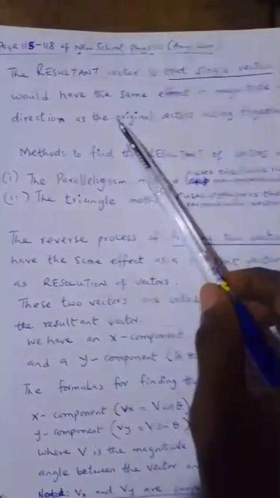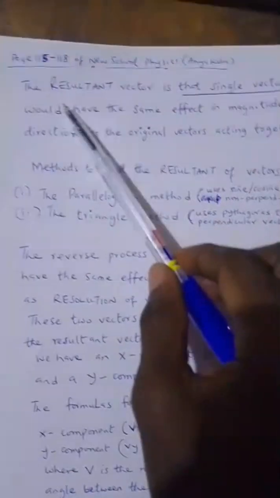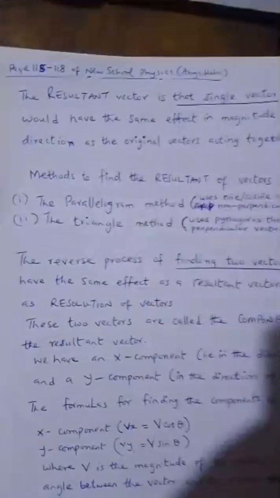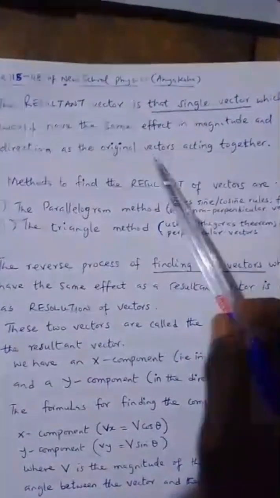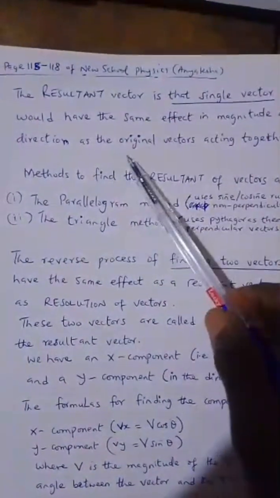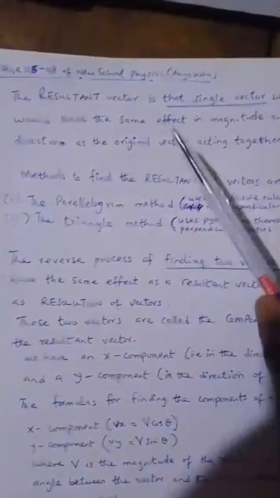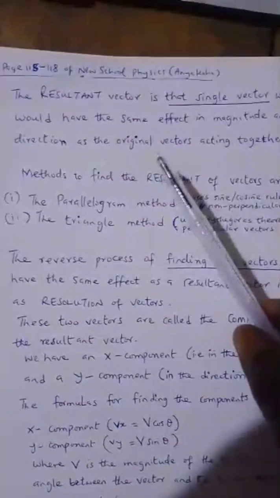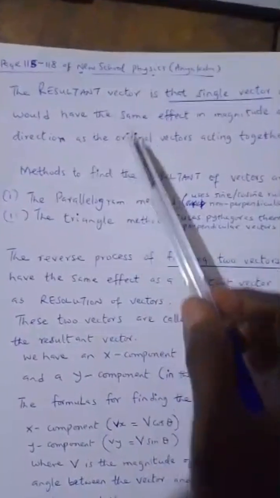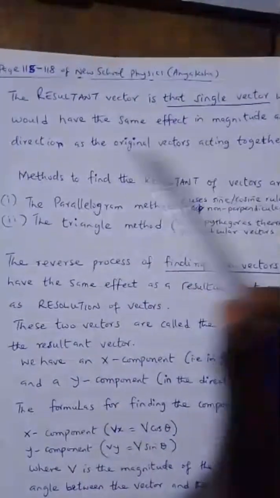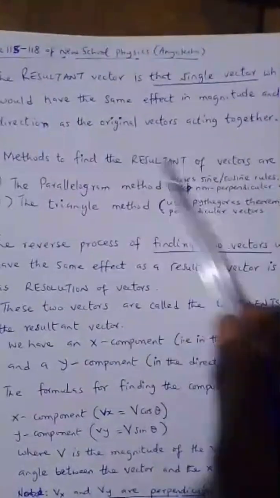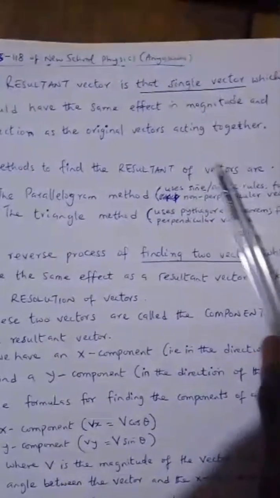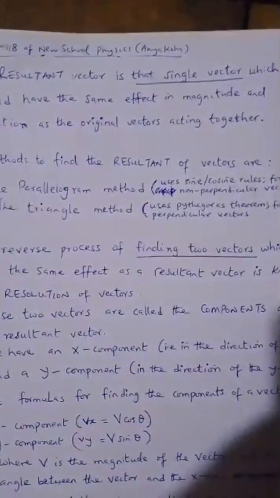So the resultant vector is a single vector. The resultant vector is that single vector which would have the same effect in magnitude and direction as the original vectors acting together. So just imagine two or more vectors. These two or more vectors can be combined into a single resultant vector, which will have the same effect in magnitude and direction. Remember, vectors have magnitude and direction. So when you hear of resultant, think of a single vector to replace two or more vectors.